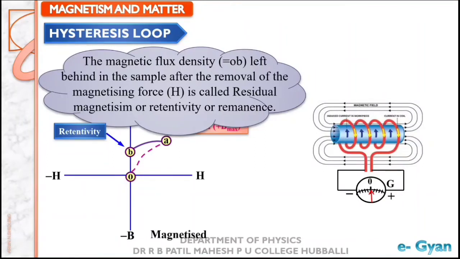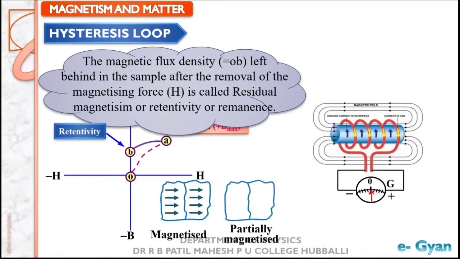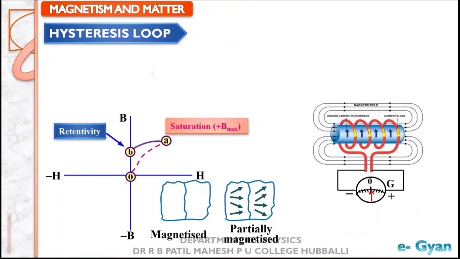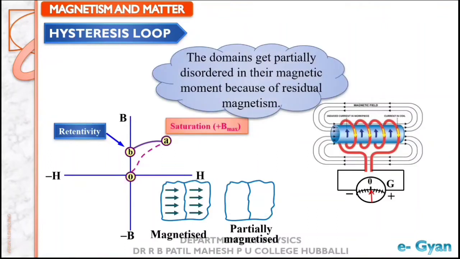So here, the magnetized state is the point A, where all the domains have got aligned in the direction of the magnetizing force. When it reaches B, it reaches a stage where it is partially magnetized, where the domains or the moments have got partially disaligned. Moving next, here we see that domains have got partially disordered and their magnetic moment is because of the residual magnetism.